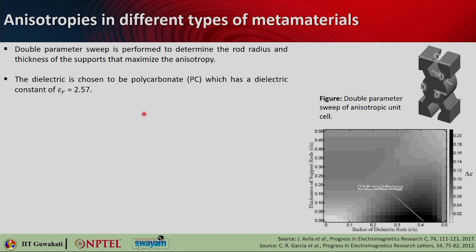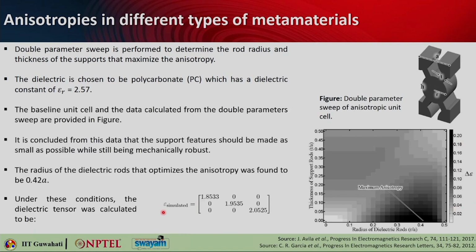You can think of a material for this kind of structure, or the entire thing can be just made of polycarbonate, which has a permittivity of 2.57. Then you can think of optimizing the thickness of the support rod and the radius of the dielectric rod, so that you can get the highest anisotropy. The thickness should be as low as possible and r by a should be around 0.4, which will give you the highest anisotropy of almost 0.2. These are the simulated values.